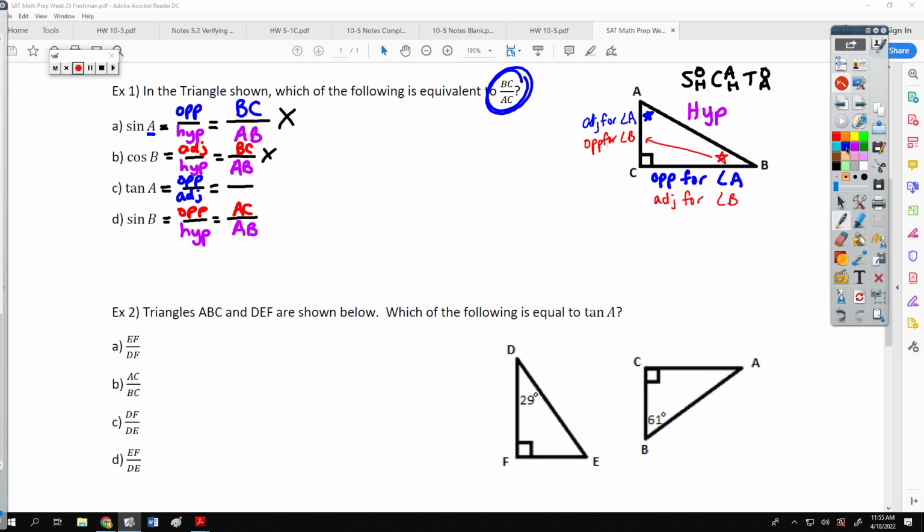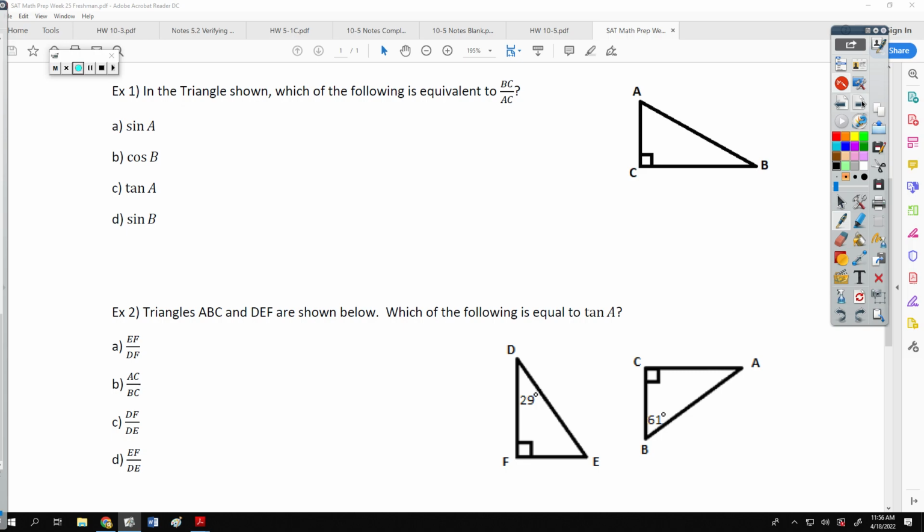And the answer then would be the one that matches BC over AC, which is answer choice C, is equal to the tangent of A. So the tangent of A is the correct answer there. Okay, only one of the four will match.